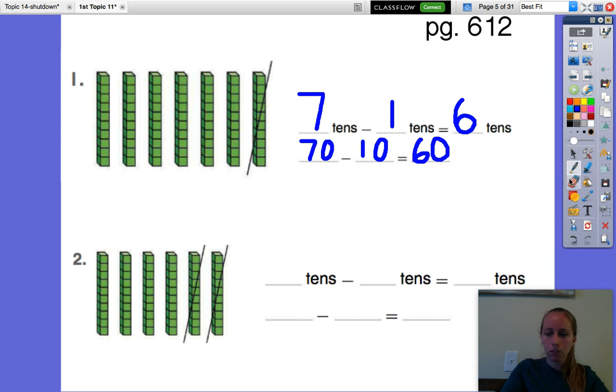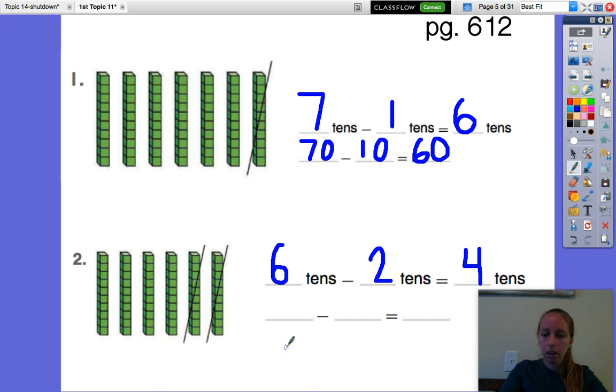All right, let's move down to this problem. How many tens did we start with? 1, 2, 3, 4, 5, 6 tens. We started with 6 tens. How many did we take away? 1, 2 tens. So if we started with 6 tens and we took away 2 tens, how many tens are we left with? Let's see. We crossed 2 out. How many are we left with? 1, 2, 3, 4. 4 tens.